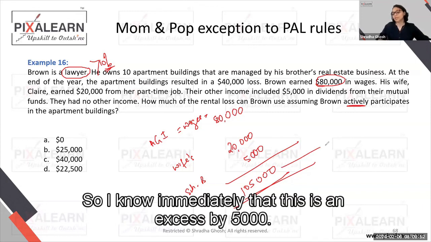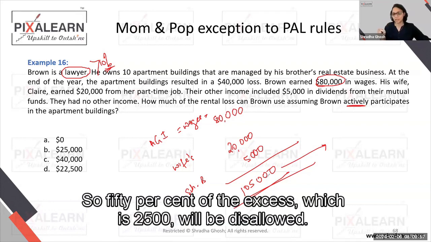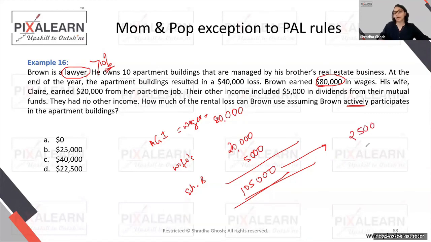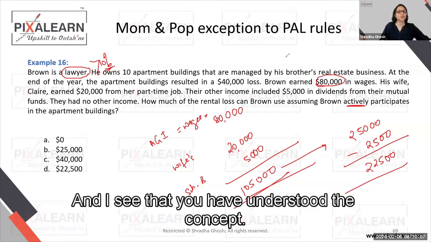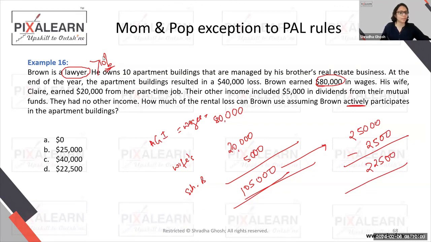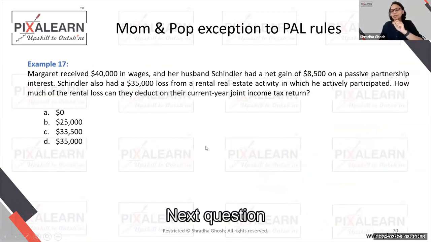So I know immediately that this is an excess by 5,000. So 50% of the excess, which is 2,500, will be disallowed. I am generally allowed 25,000. I will knock off 2,500 from here and 22,500 I'll cash in. I see that you've understood the concept. Awesome. Yes. Next question. Quick.